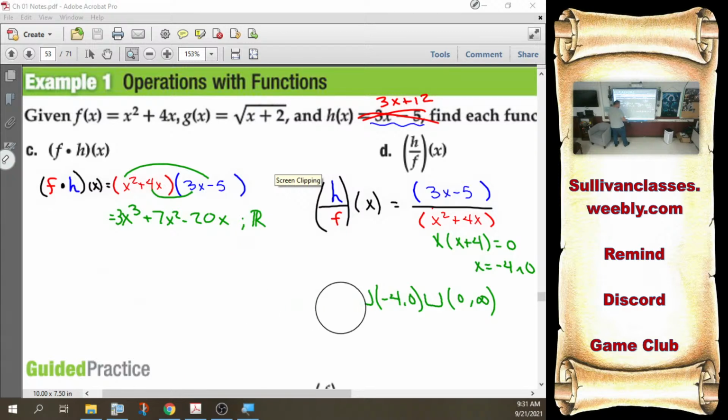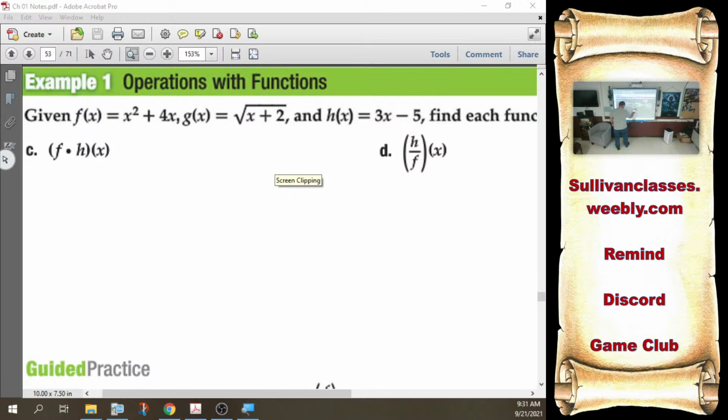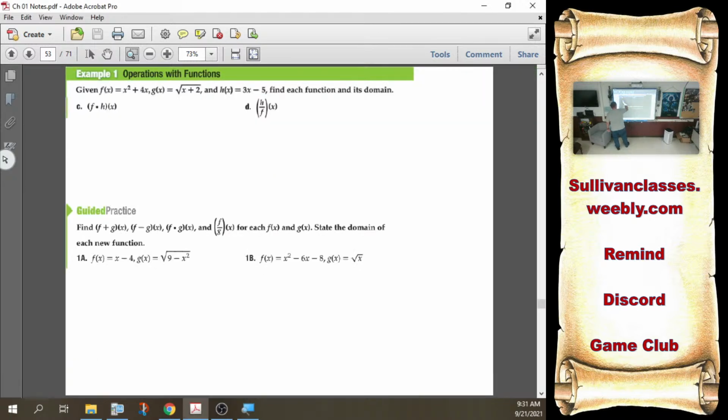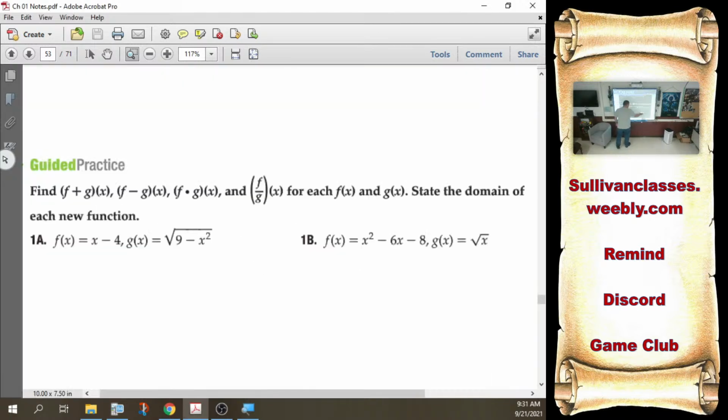So, I can add, I can subtract, I can multiply, I can divide with functions. Which one do I want? Oh, yeah, this guy. That one.